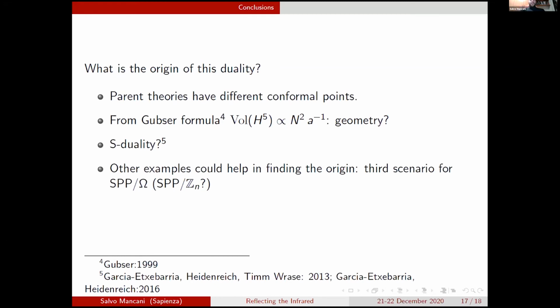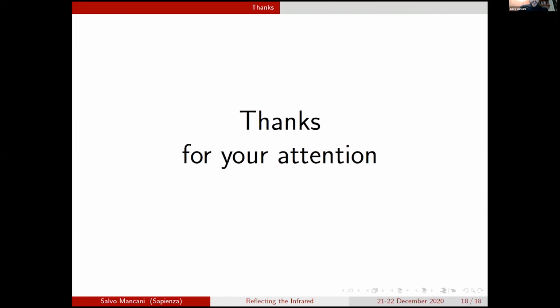And actually, we have an argument to claim that all non-chiral orbifolds of the suspended pinch point develop the third scenario, but we have not been able to find other examples of the duality at this point. Another line could be to investigate what happens in the moduli space of these theories in the case of the third scenario. So that's all, and thank you for your attention.